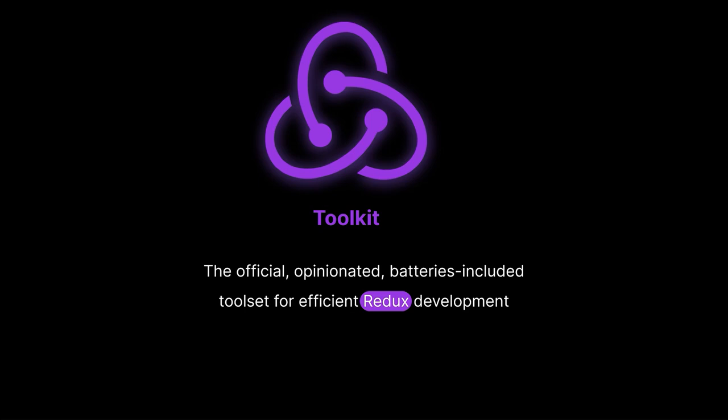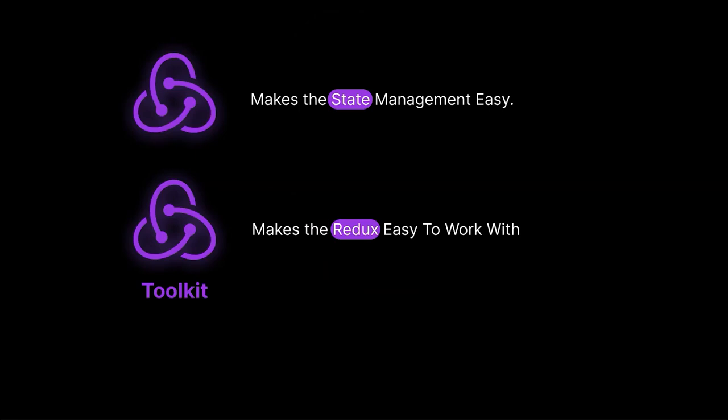Now let's talk about something called the Redux Toolkit. Redux Toolkit is the official, opinionated, batteries included toolset for efficient Redux development. Wait, what? Redux development? What are you talking about, Hussein? Okay, so now let me tell you the difference between Redux Toolkit and just Redux core. Redux core makes state management easy, and yeah, it makes it easy, but you're going to have to learn a lot of things, and you're also going to have to write a lot of boilerplate code, which is not going to be necessary now that we are using the Redux Toolkit. So Redux Toolkit makes Redux development easy to work with.